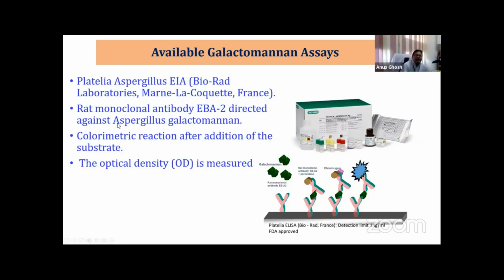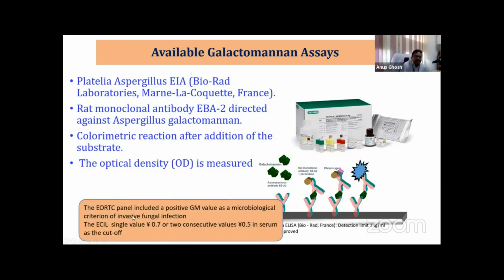Different laboratories market the Platelia Aspergillus galactomannan assay, but we are using the Bio-Rad one. It is a colorimetric reaction, where we detect after addition of the substrate. The EORTC, the European Organization for Research and Treatment of Cancer, and the ECIL, the European Conference on Infections in Leukaemia, initially determined the cutoff of galactomannan as 0.5, but now in our lab we are using a cutoff of 1 and above.